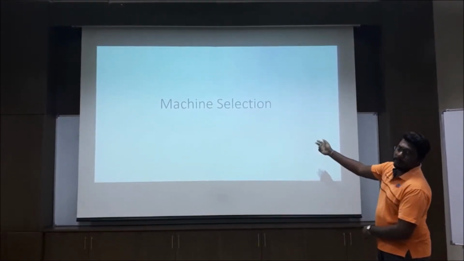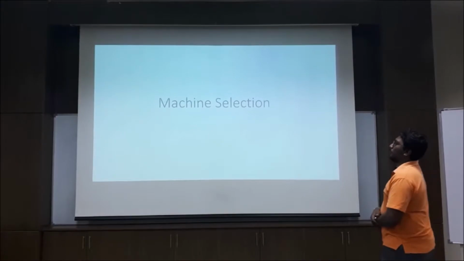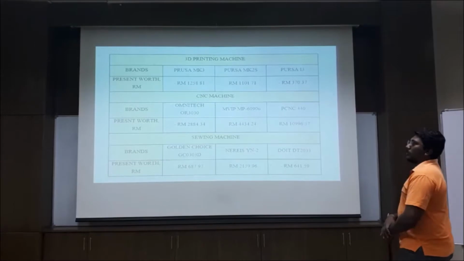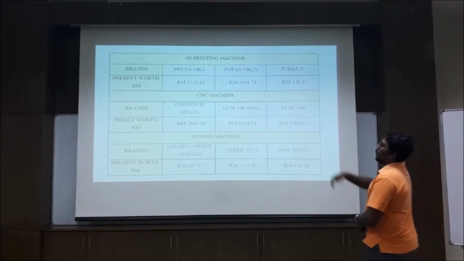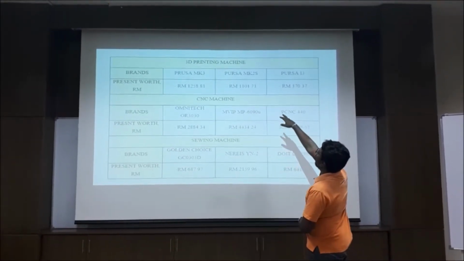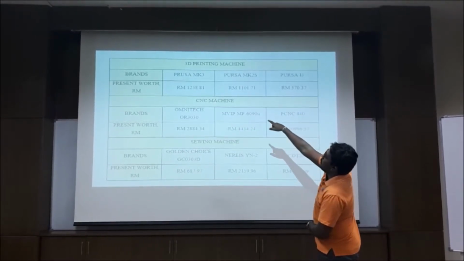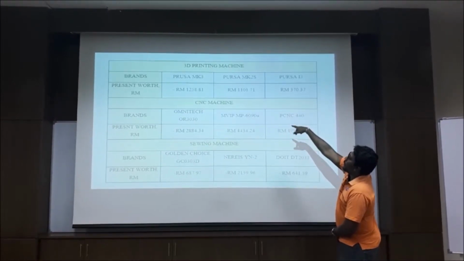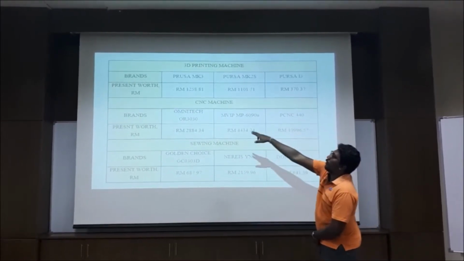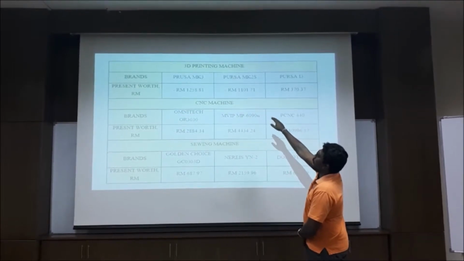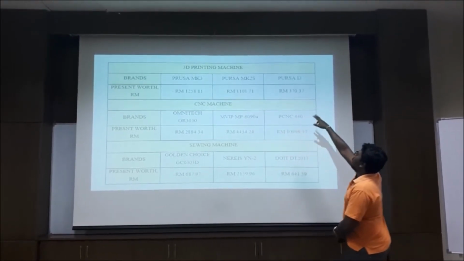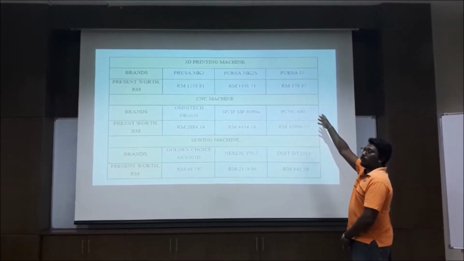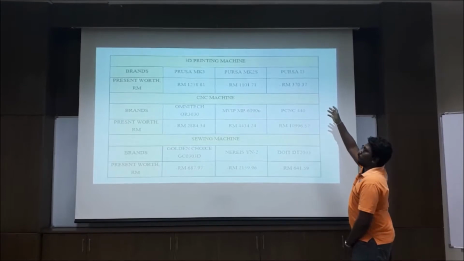Next, we do the machine selection. By using the annual worth calculation, you can see the present worth of Prusa MK3, Prusa MK2S and Prusa i3. Prusa MK3 is 1200, whereas Prusa MK2S is 1100. The original version and the slightly lower version differ by just 100 ringgit, and the Prusa i3 is 370 ringgit. This is a lower spec version, but we can still use it to print.